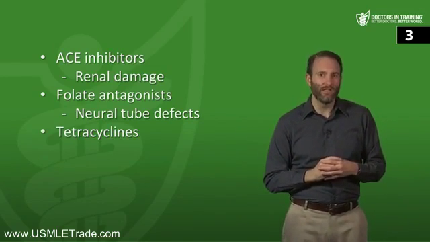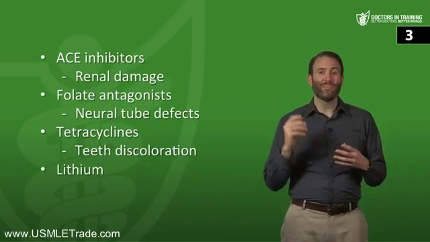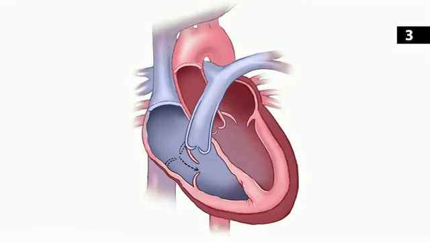Next we have tetracyclines, so that can cause discoloration of the teeth. Lithium can cause Ebstein's anomaly, which is displacement of the septal and posterior tricuspid valve leaflets toward the apex, leading to atrialization of the right ventricle. All right, that's it for the warm-up. Let's get to that lecture now.